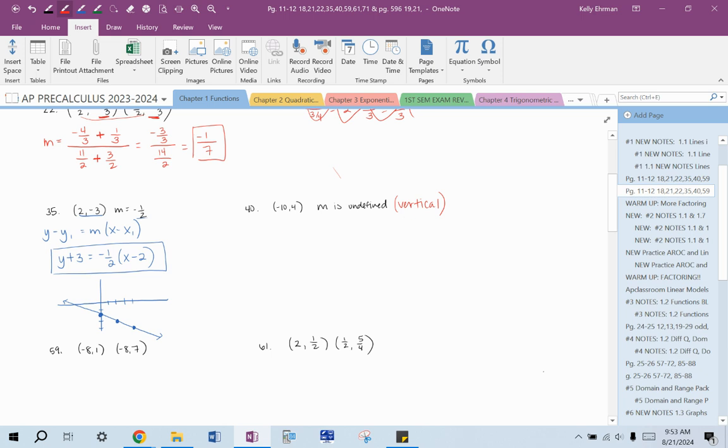So we have to know that vertical lines are always x equals, and all you have to do to get the number is look at the x coordinate. x equals -10 is the equation of that vertical line. And I can still graph it. I don't even have to put 10 little tick marks. I can just say, here's -10 on the x-axis, and I'm going to draw a vertical line through it. That's it.